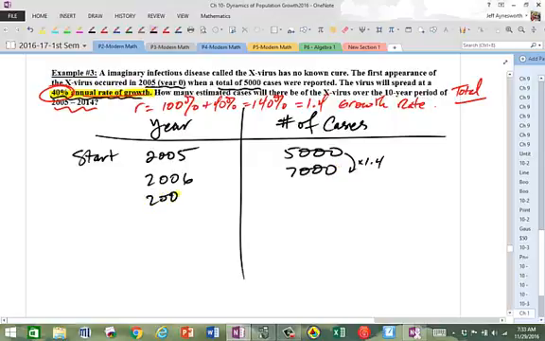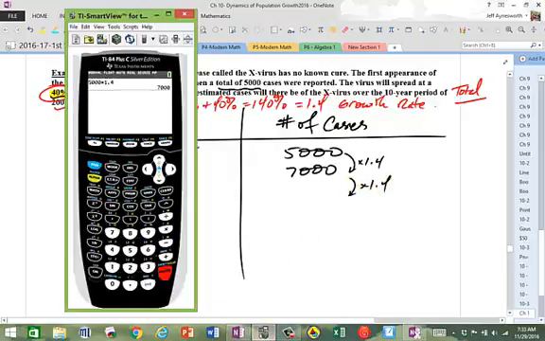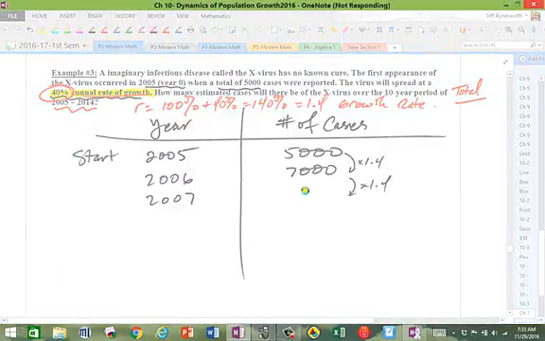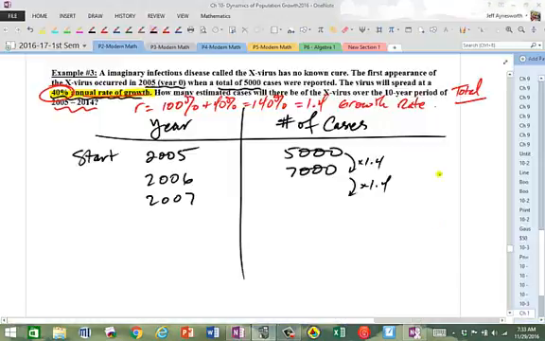In 2007, I've got to multiply that times 1.4 again. So that's easy. Times 1.4, and I get 9,800. So in 2007, there are 9,800 cases reported.